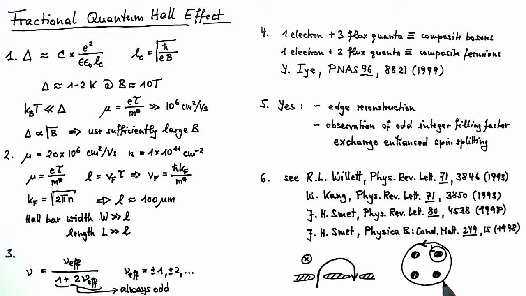Now, observing commensurability oscillations in the magnetoresistance for composite fermions has also been one of the experiments which essentially made use of the fact that there is a Fermi surface for composite fermions.